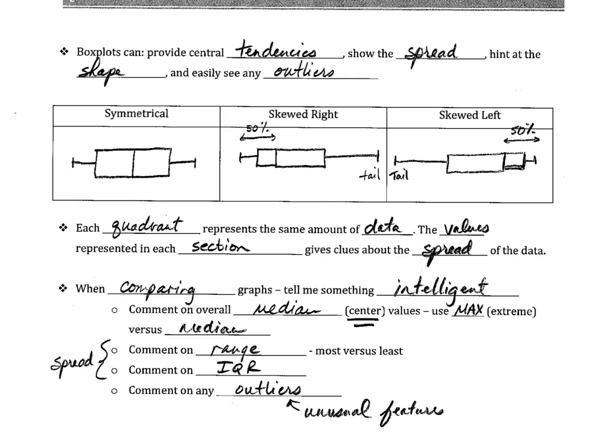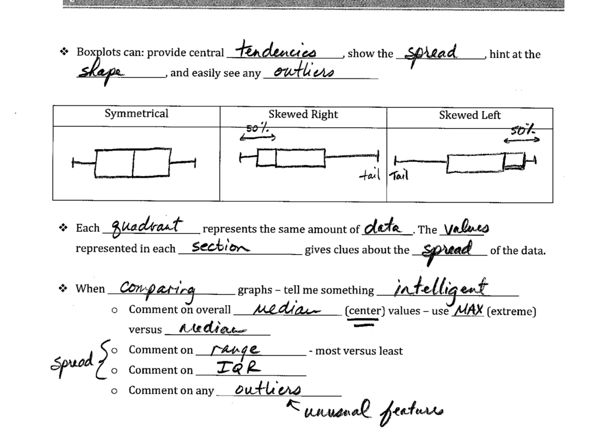Okay, last couple things here in this chapter. Again, box plots can provide a couple of different things. They can provide central tendencies, they can show the spread, they can hint at the shape, and they can easily show any outliers. That's the great thing about box and whisker plots, is you know for sure whether you have any outliers or not. Okay?